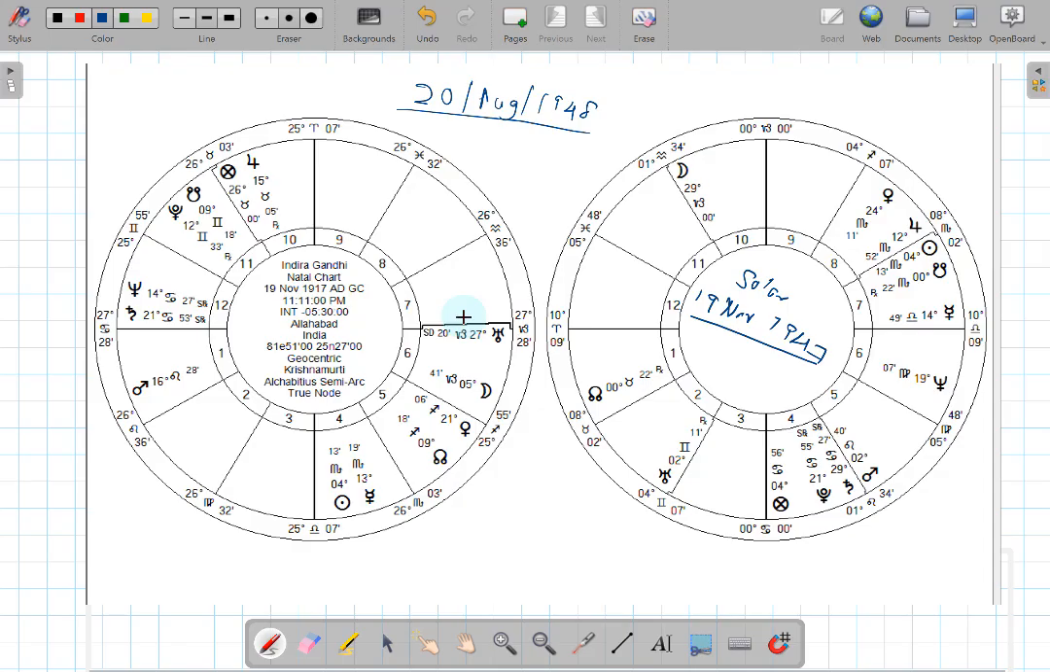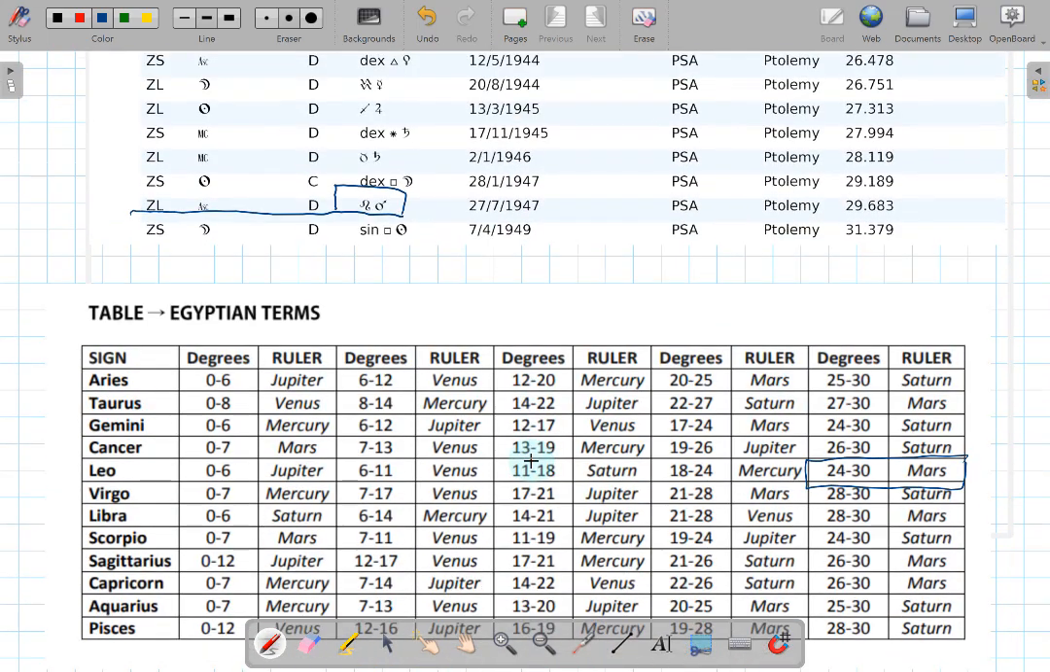You will try to have multiple points of confirmation before you can feel fairly confident about a particular event taking place. And obviously the last step should be using transits. That said, we know the ascendant is directed to the terms of Mars in Leo, and that is the band from 24 to 30 degrees, right?